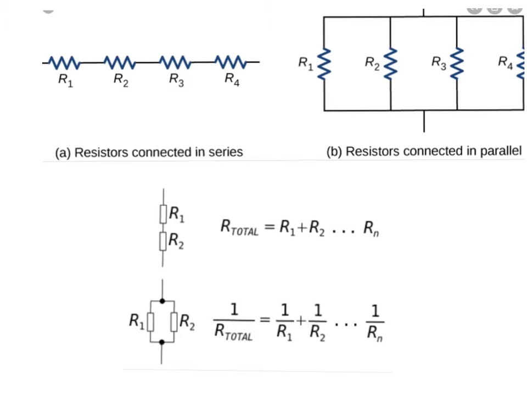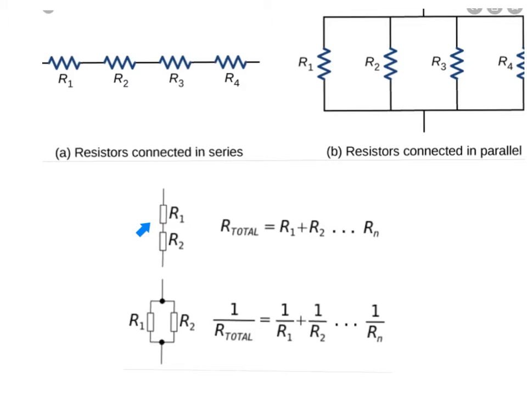In this video, we will be reviewing resistors connected in series and resistors connected in parallel. Beginning with resistors connected in series, we have the diagram here. Resistors are said to be connected in series when they are chained together in a single line. Since all the current that flows through the first resistor has no other way to go, it must also pass through the second resistor, the third resistor, and so on.